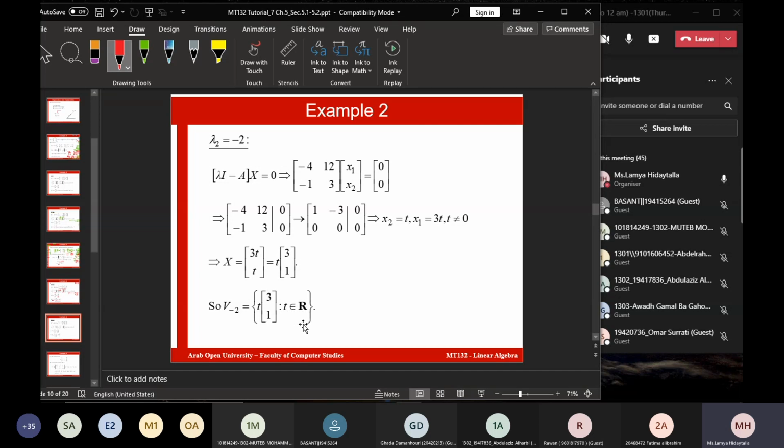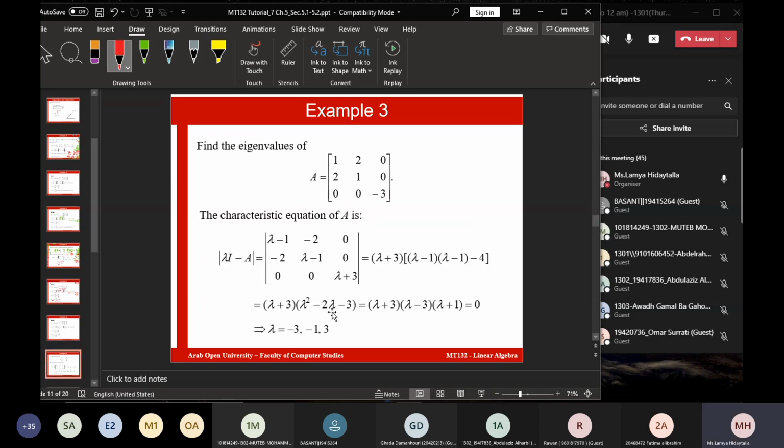So this is the corresponding eigenvector for lambda equal to minus 2. Any questions for now?